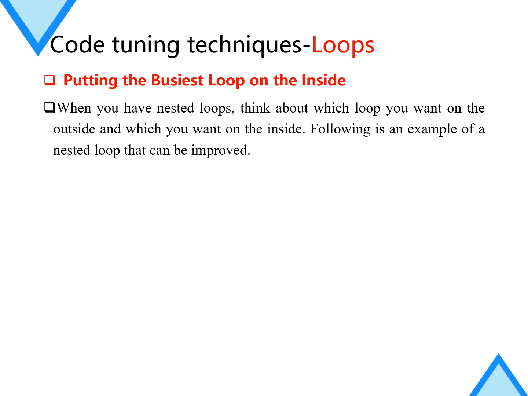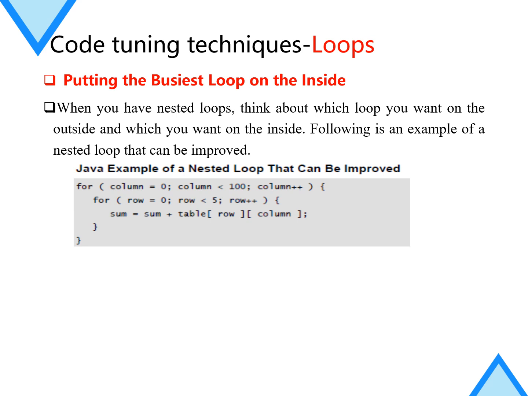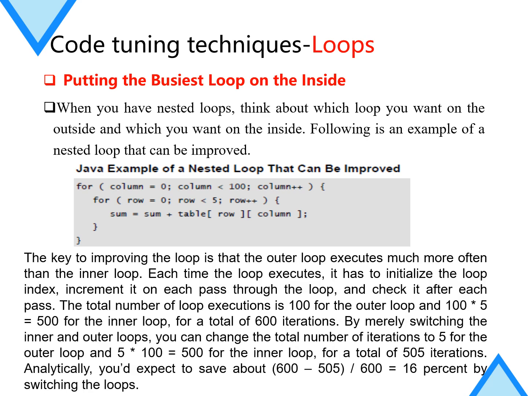When you have nested loops, think about which loop you want on the outside and which you want on the inside. Following is an example of a nested loop that can be improved. So here we have a loop from 0 to 100, and we have another loop from 0 to row less than 5. So the key to improving the loop is that the outer loop executes much more often than the inner loop. So here the busiest loop is the one with the column less than 100.